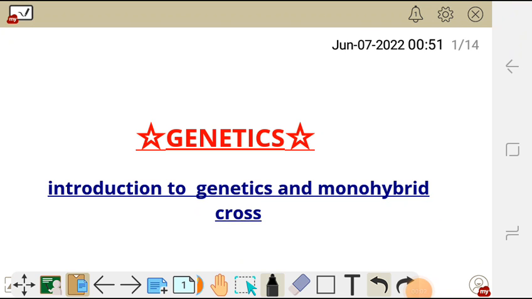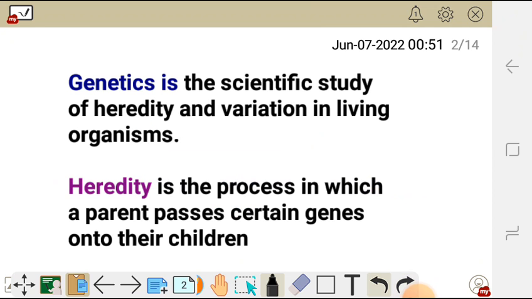Introduction to genetics and monohybrid crosses. So, genetics is the scientific study of heredity and variation in living organisms. And this term, heredity, is simply the process in which parents pass certain genes onto their children.